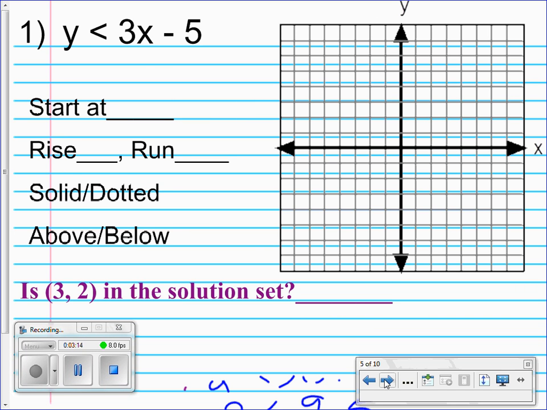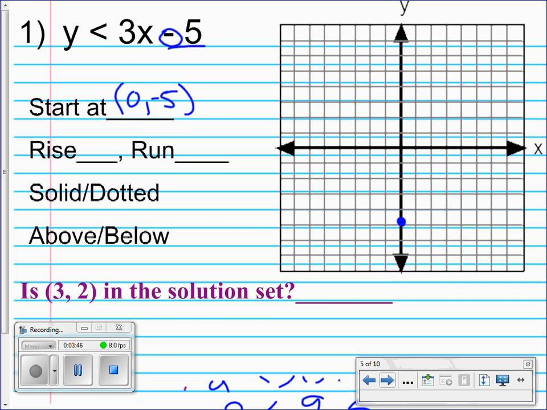Alright, so example 1. y is less than 3x minus 5. It's in slope-intercept form, so I don't have to change anything. I know I need to start at the y-intercept, which is 0, negative 5. That sign tells me it's negative, the subtraction sign. So I plot that point, 1, 2, 3, 4, 5.